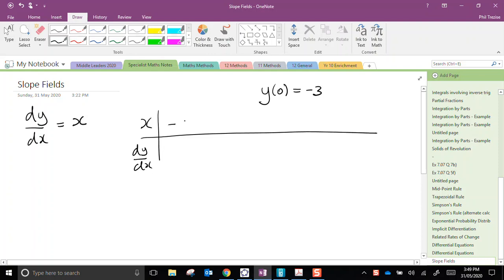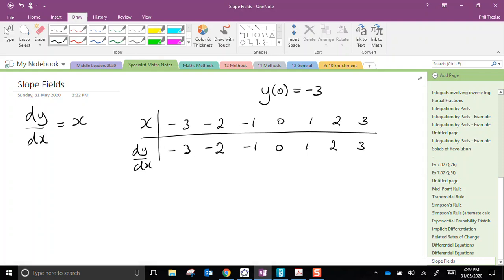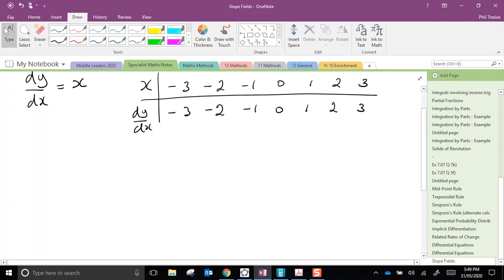Typically we would go from about -3 to about +3. Now in this case, dy dx is exactly equal to the x coordinate. Dy dx has no dependency on the y coordinate. So if I was to try and plot this field, then I'd need a grid.